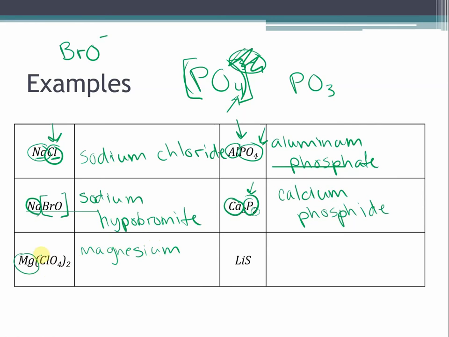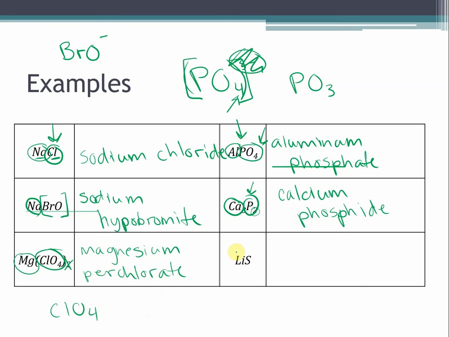And then everything that's left is ClO4, and that's all in parentheses with a 2 on the outside. So for right now, we're going to ignore that 2 because it just means we have 2 of this thing. And this thing, ClO4, hopefully you recognize, is perchlorate. So Mg(ClO4)2 is magnesium perchlorate.